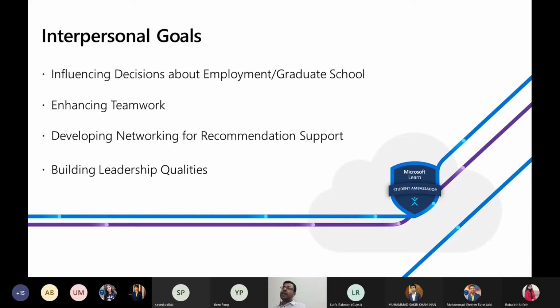And it is very important, because when you try to find jobs after your undergrad programs, the recruiters will ask you, have you ever worked in a team? If you say yes, and if you are able to show certain proofs, like I worked in this research group, then it will give you an additional benefit. So that is another interpersonal goal.